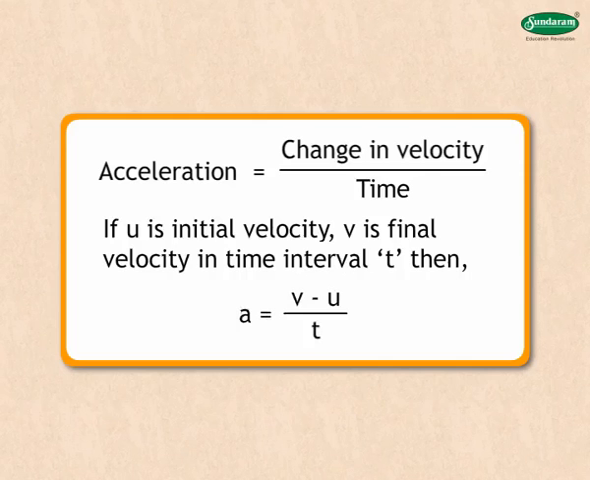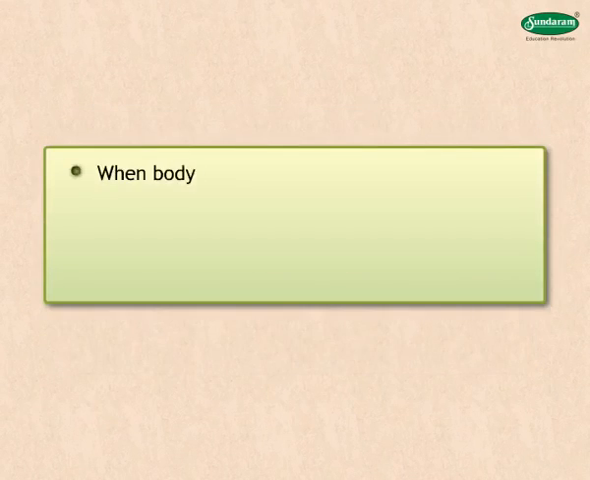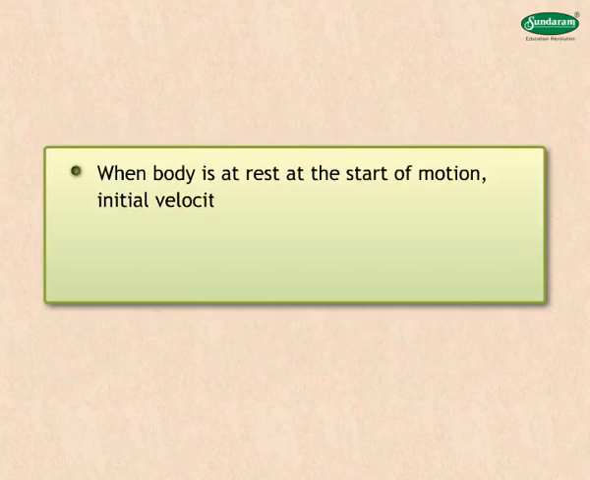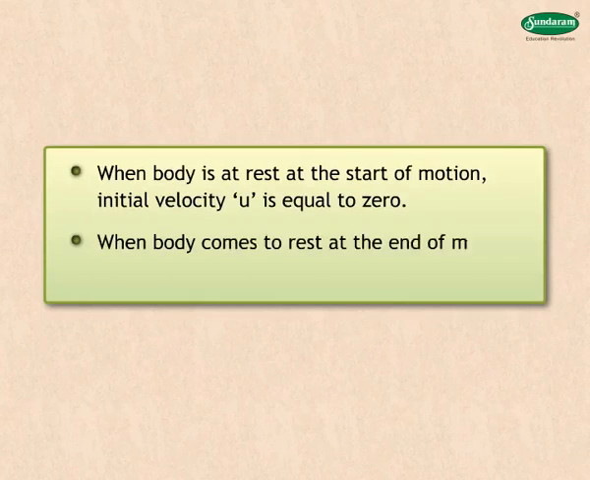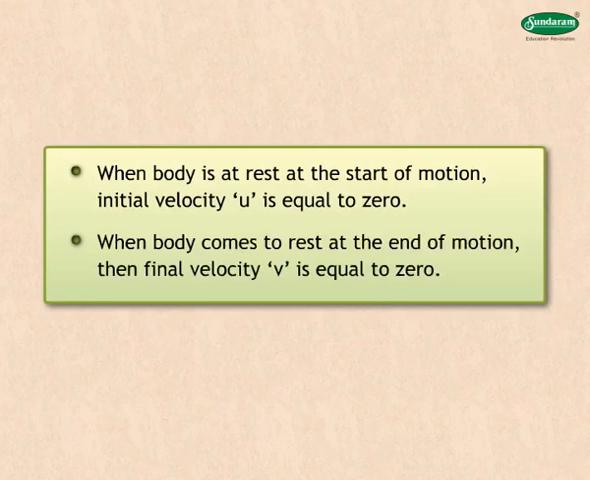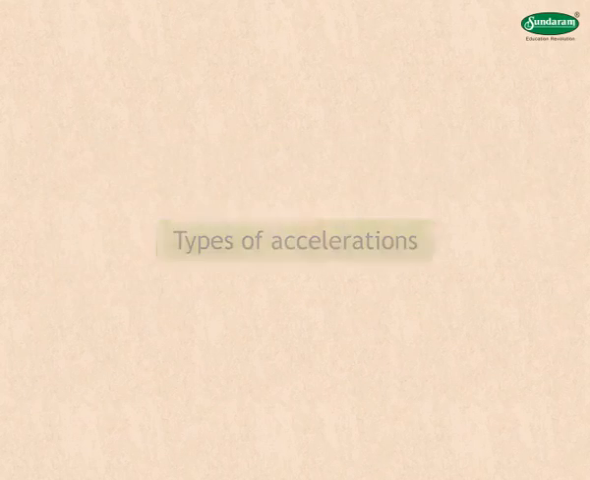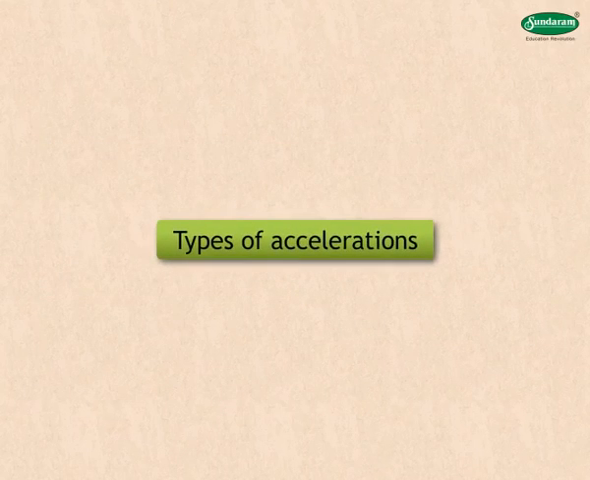This kind of motion is accelerated motion. When body is at rest at the start of motion, initial velocity u is equal to 0. When body comes to rest at the end of motion, then final velocity v is equal to 0. Most bodies possess two types of accelerations.